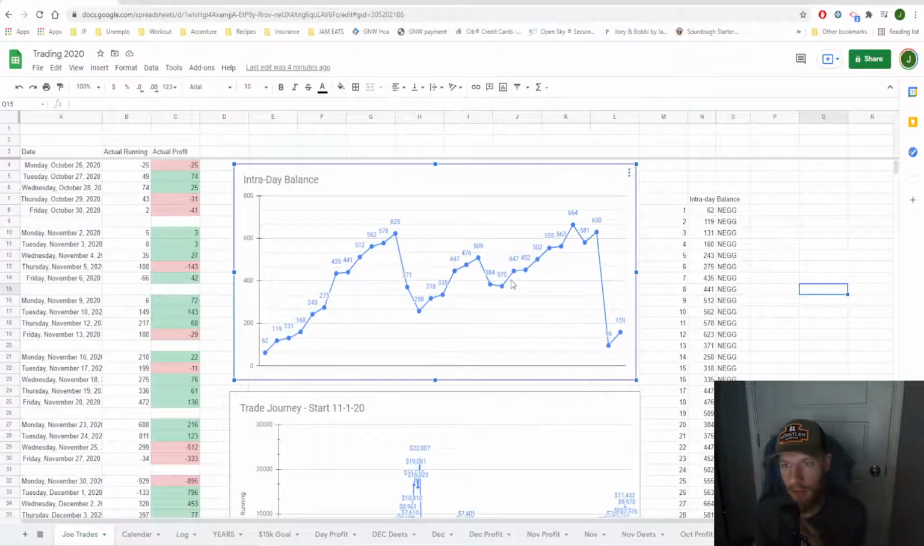Let's look at the performance here real quick. This is how I went today. I never went red, which was good, but towards the end of the day, I completely squashed it. Started at $62, went all the way up to $623. From there, I made a few bad trades.